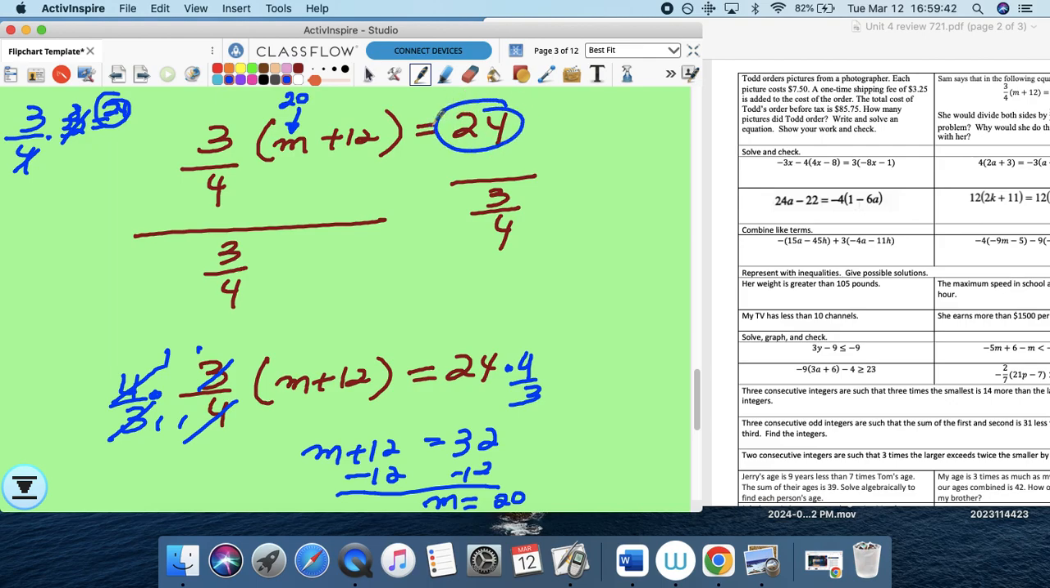So would you agree? Why would she do that, and do you agree with her? Well, she did that to get rid of not only the denominator, but the numerators as well. So she turned this into a simple one-step equation, right? Nice, very smart.